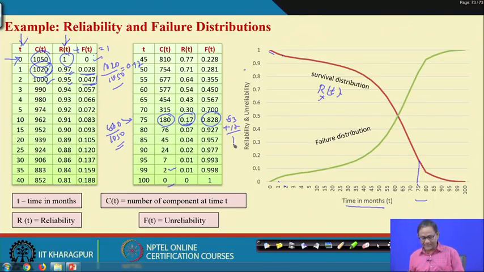At any time you just check. Where does it coincide? It is 0.5, because the probability of surviving and the probability of failing, those two will be equal. So, that means your F(t) is this. This is survival. So, this way you will compute. I hope that you understand now. Another thing: t in months, reliability, number of components at time t, number of components surviving at time t, and unreliability.